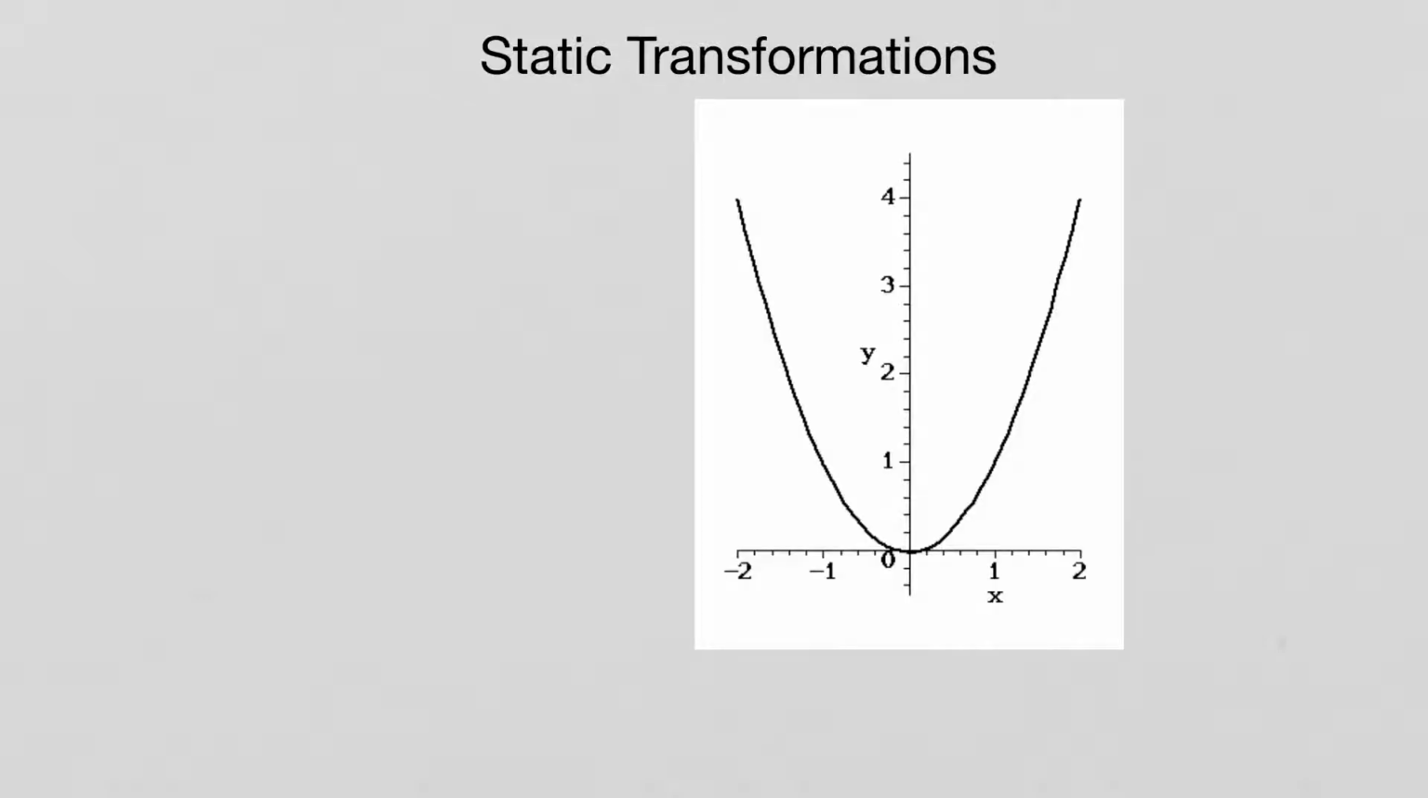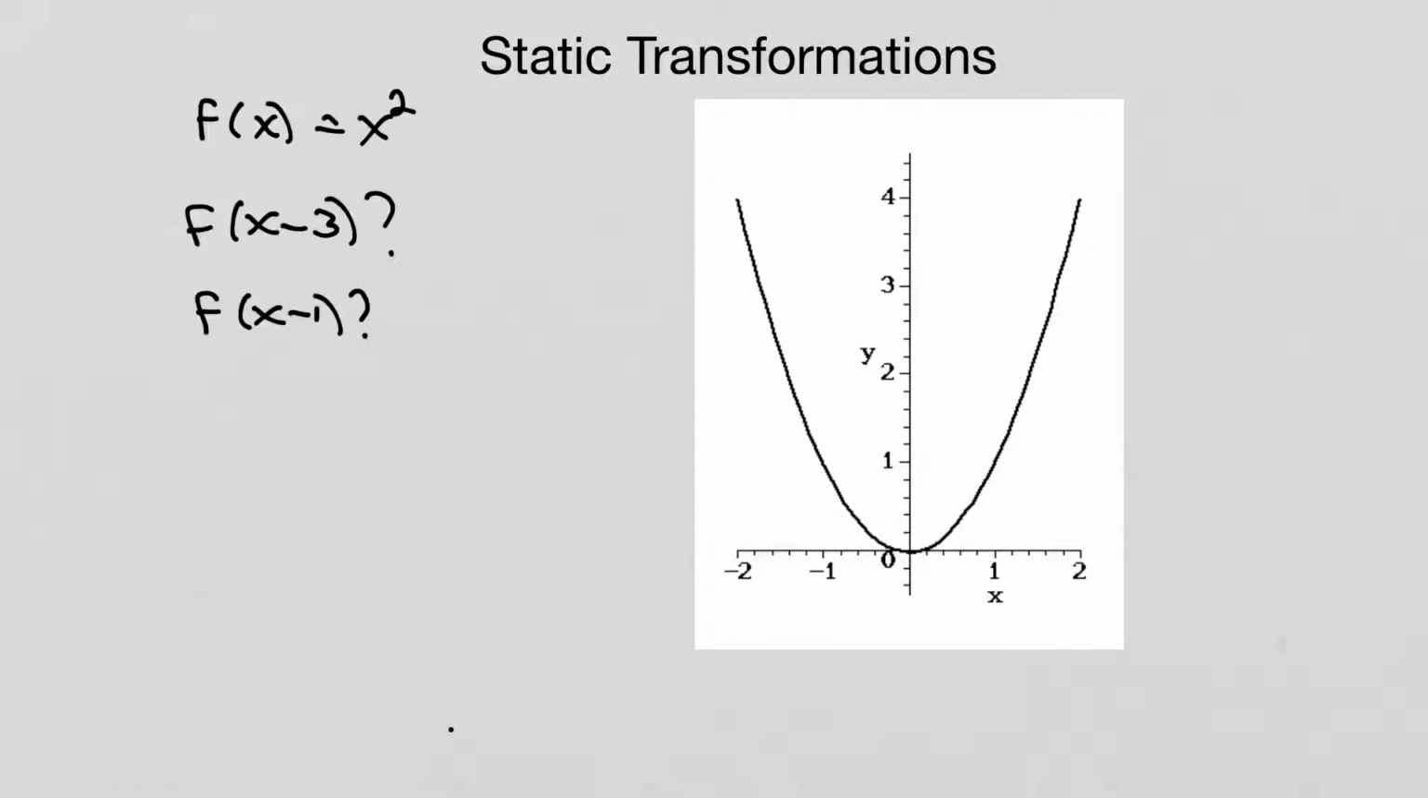So let's take a look at our basic parabola again. If I'm going to shift it to the left and to the right, I need to affect the x values here. So if this is f of x equals x squared, then what is f of x minus 3 going to do to my function? Or maybe f of x minus 1?